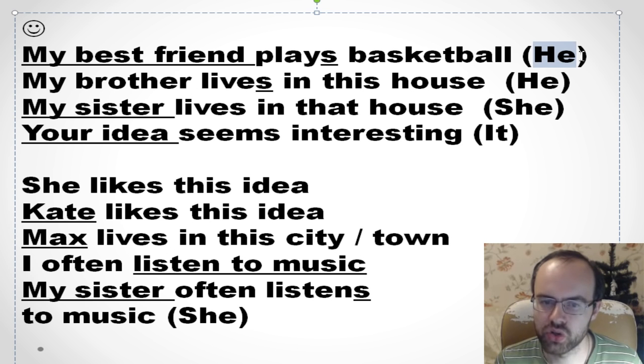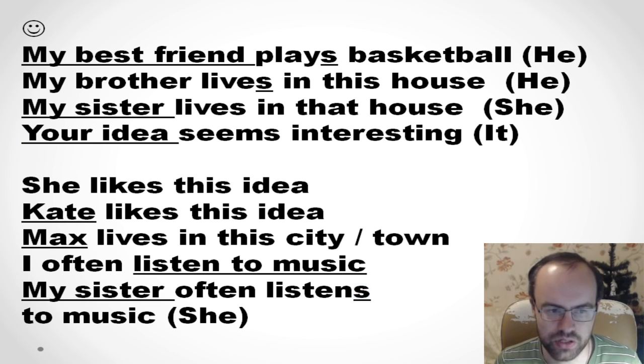She. Your idea seems interesting. It. She likes this idea. Kate likes this idea. Kate means she, so we use s. Max lives in this city, or Max lives in this town, so he. I often listen to music, but my sister often listens. Listens, we add s, because she. My sister often listens to music. Good.